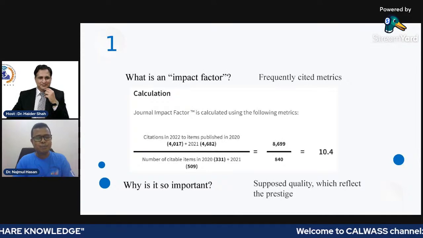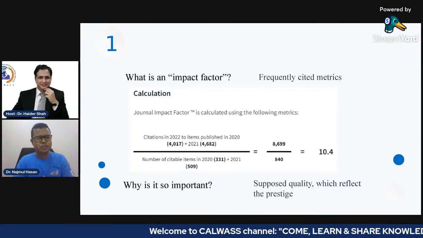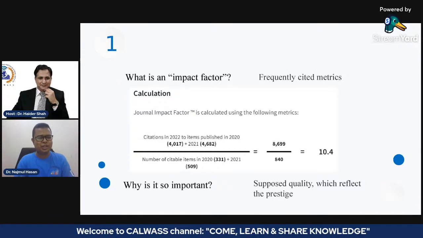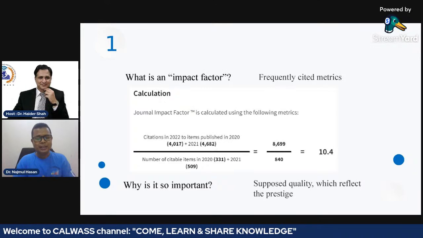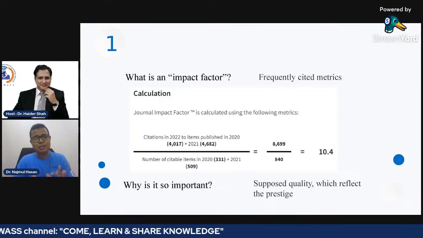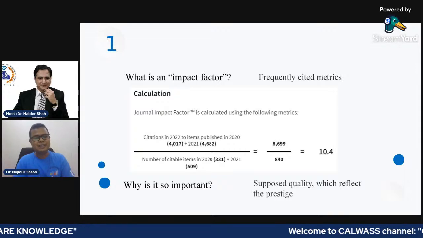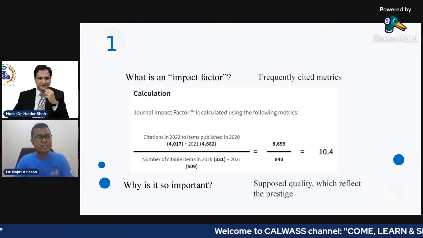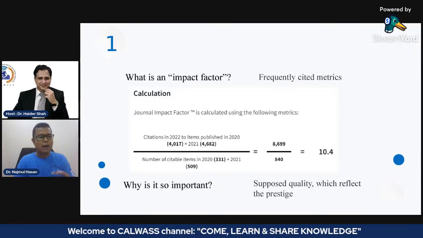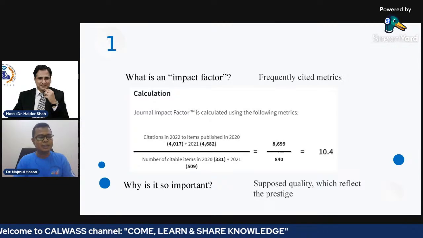So why is it important? It's the main factor. There are lots of journals, thousands of journals, right? So why is the impact factor important? Impact factor indicates the journal's quality. In some cases, it reflects its prestige. On the other hand, it reflects how valuable the journal is.